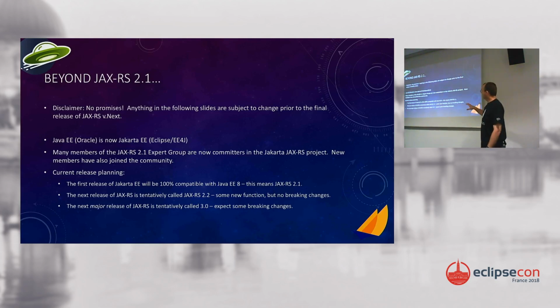Our current release planning is that the first release of Jakarta EE will be compatible with EE8. That basically means we'll have JAX-RS 2.1. Our vNext is tentatively called JAX-RS 2.2. So we'll have some new function, but no breaking changes. The hope is that everything that works today in your JAX-RS 2.1 apps will work the same in 2.2. But the next major release we'll tentatively call 3.0. Expect some breaking changes.